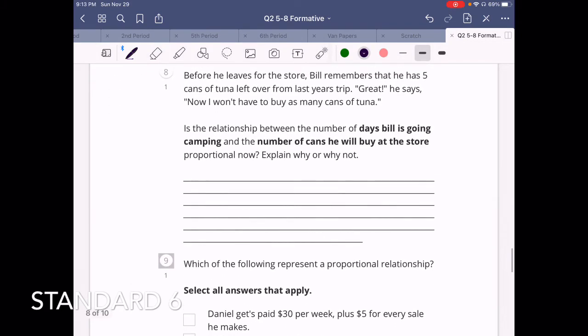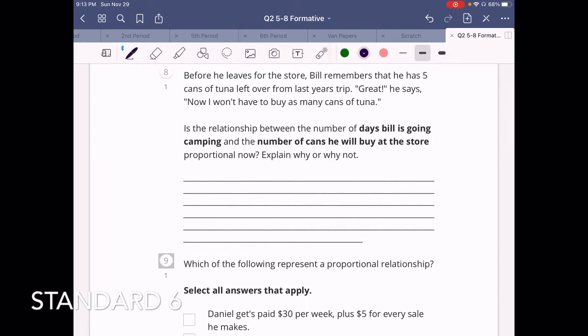For number 8, now I know this is a little bit confusing. So, without this additional information, it was proportional. But now we learn that before he leaves for the store, Bill remembers that he has 5 cans of tuna left over from last year's trip. Great, he says. Now I won't have to buy as many cans of tuna.